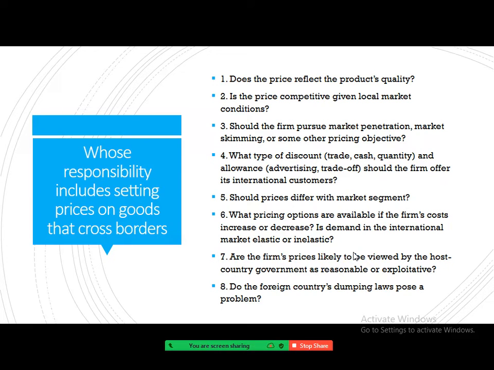Do the foreign countries' dumping laws pose a problem? So the companies frequently use a method known as cost plus or cost-based pricing when selling goods outside their home country markets. So what is this cost-based pricing? Cost-based pricing is based on an analysis of internal and external costs. Internal cost includes the cost for material, labor, and testing, etc.